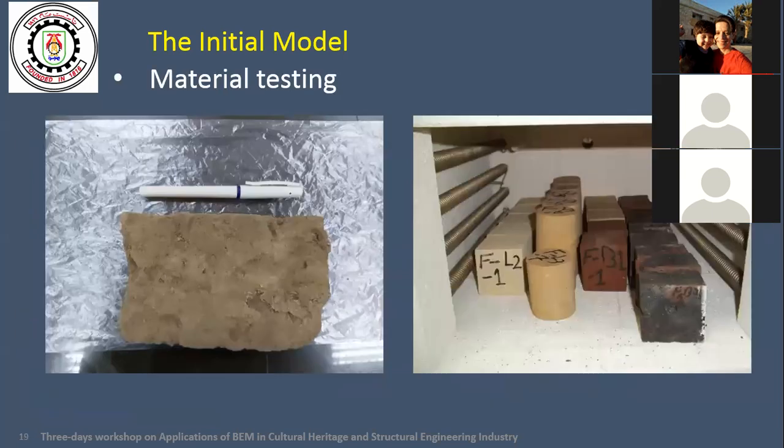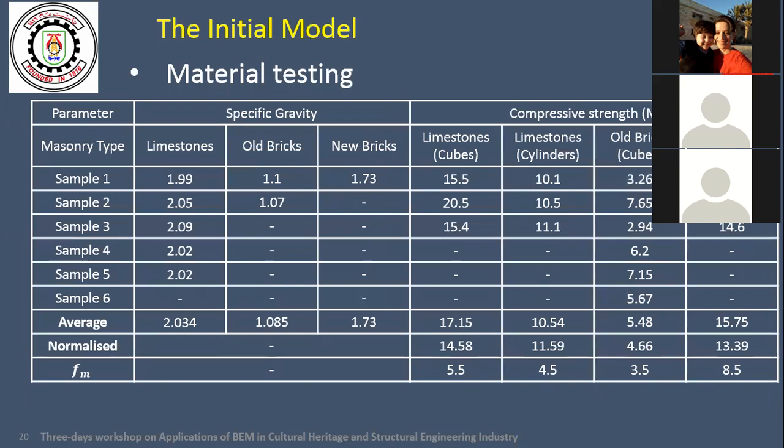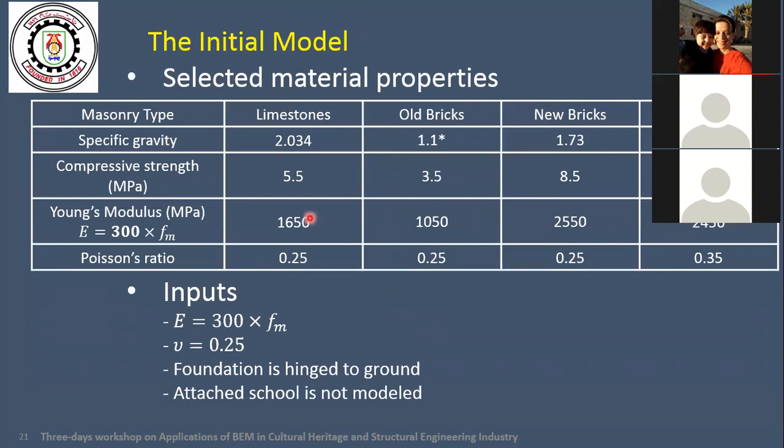We also did our own material testing, samples from the stone and the brick, and did our testing for the samples to get the specific gravity as well as the compressive strength of these materials. So we had 5 samples from limestone, 2 samples from brick, and 1 sample from new brick, and used these samples to get the values for the compressive strength and also for specific gravity, Young's modulus, and Poisson's. So these were the values that we got from our testing.